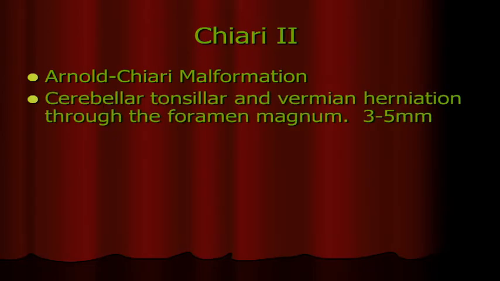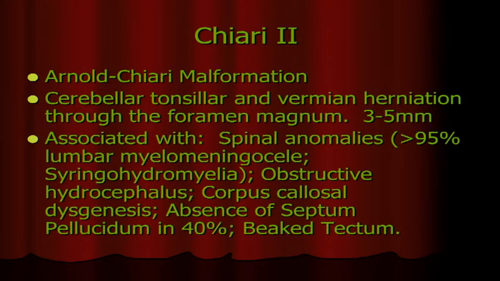And that's the one where we have the tonsillar herniation, more than 3 to 5 millimeters. They have spinal abnormalities in more than 95%, and it's usually a lumbar myelomeningocele. And they'll have a syrinx. Chiari-1 can have a syrinx, but Chiari-1 is not going to have a myelomeningocele, nothing else. They get obstructive hydrocephalus. They can have corpus callosal agenesis. They'll have absence of the septum pellucidum in 40%, and they'll have the beaked tectum for Chiari-2.